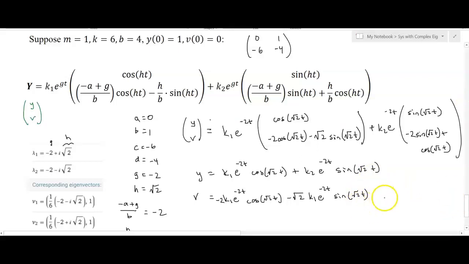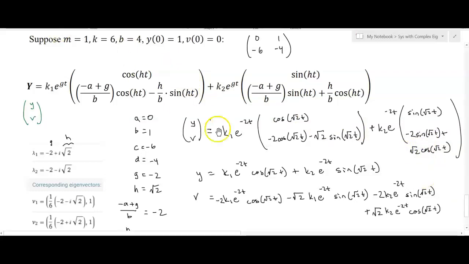All right, so here we go. Minus 2 k2 e to the negative 2t sine of the square root of 2t plus k2 e to the negative 2t times cosine of the square root of 2t. Oh, we forgot a square root of 2 here. So let's go ahead and try that again. Okay, and there we have it.